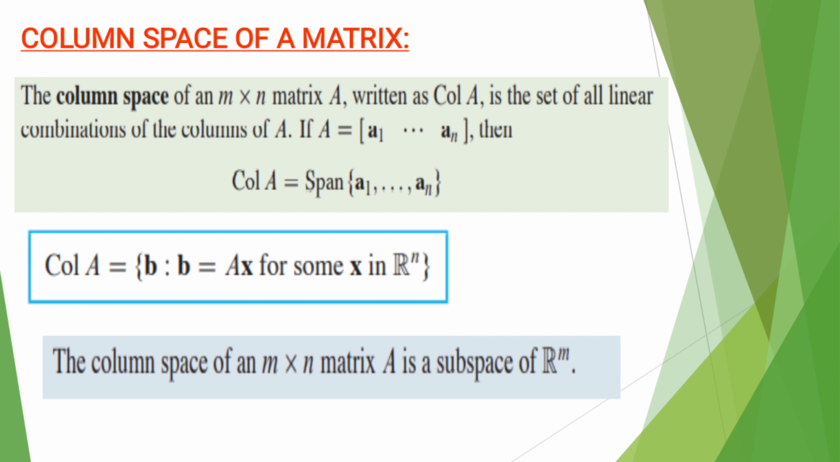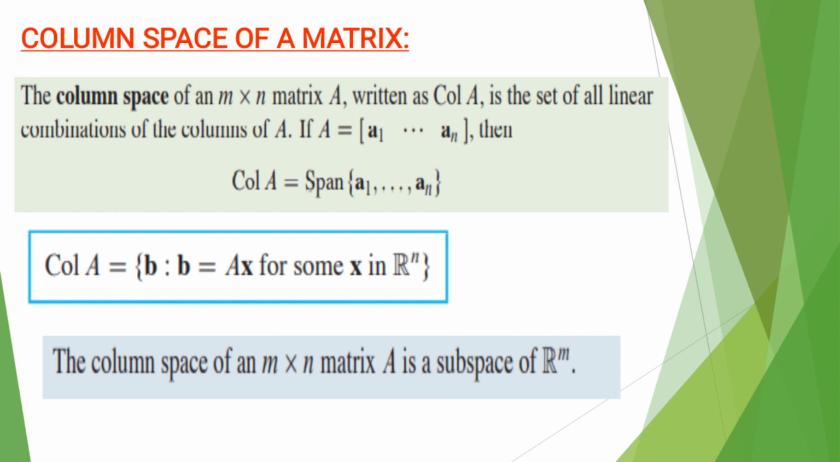So now also defined as: a vector x, find from the equation Ax = B. Then x is called an element of the column space. Here the column space definition is the span of the columns of matrix A, that is, the set of all linear combinations of the columns of A. So Col A = span of A1, A2, and so on up to An.